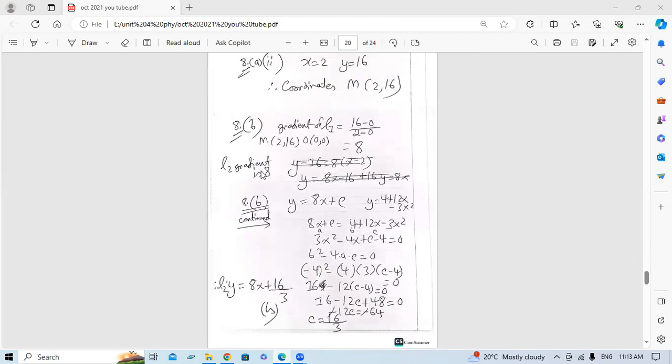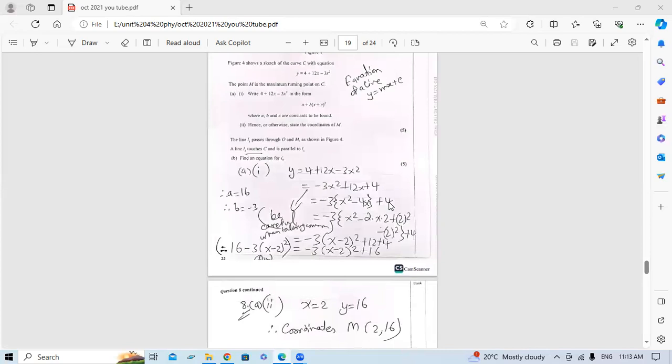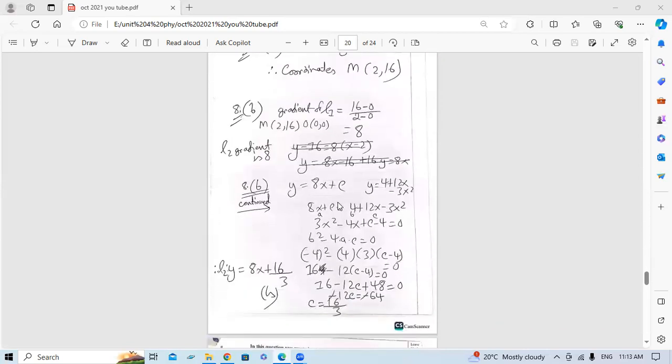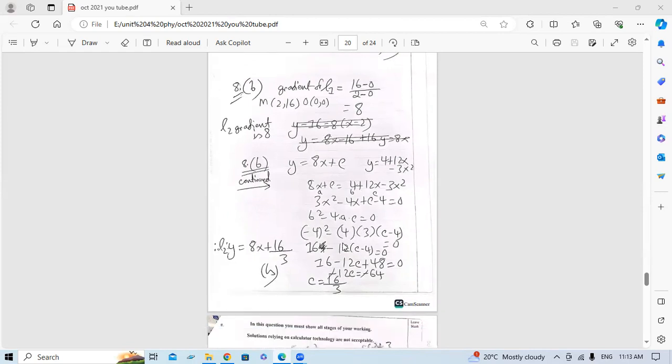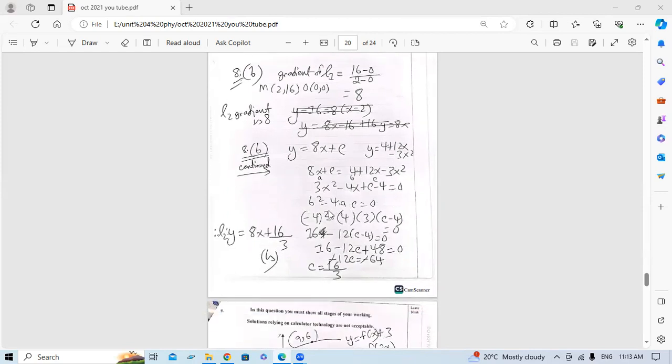L2 gradient, as they both are parallel, will also be the same. So L2 gradient is 8, and y equals 8x plus c, and y equals 4 plus 12x minus 3x squared. And as they both touch, 8x plus c equals 4 plus 12x minus 3x squared. So 3x squared minus 4x plus c minus 4 equals 0. And we can use the formula b squared minus 4ac equals 0 over here. Minus 4 whole squared minus 4 into 3 into (c minus 4) equals 0.